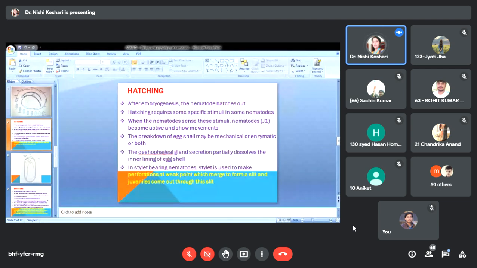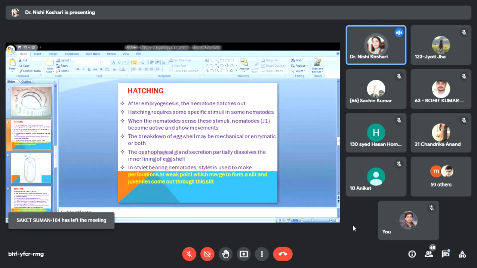So how do they do it? They have the amphids. I told you the amphids are the sense organs. They are present in pair on the lips. So they help in these senses. In amphids, the amphidial glands are there and they have some dendrites or nerve cells. Because of that, they secrete some secretions and they have some lock and key type of structure. With this, they sense the host roots. After sensing, these nematodes become active and then show movements.